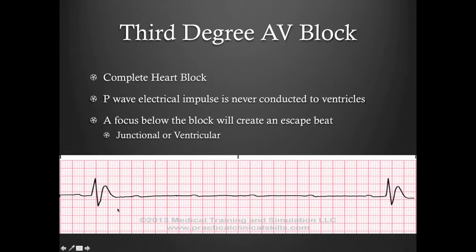And intermixed with those, you're going to see beats. In this case, you have two beats on this one that look pretty wide. These are ventricular beats. You may also have a junctional beat if the third degree AV block is high enough in that AV node that a junctional pacemaker site can kick off. One way you're going to be able to tell the difference between a junctional and ventricular escape beat is the width of the QRS complex and also the rate. As we talked about earlier, junctional escape complexes are a little bit faster than the ventricular escape complexes.